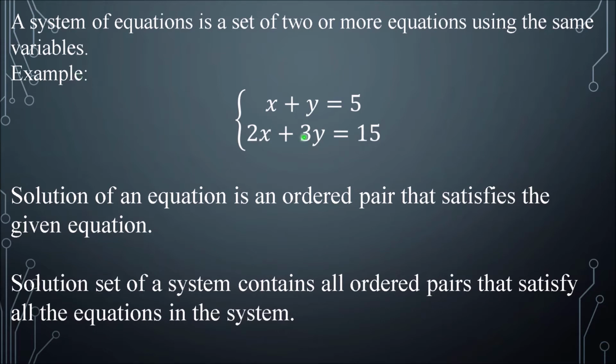So for example, x plus y is equal to 5. That's the first equation. And then the second equation is 2x plus 3y is equal to 15. So this is what we call a system of equations. Now, the solution of one equation only is an ordered pair that satisfies the given equation, while the solution set of a system contains all ordered pairs that satisfy all the equations in the system.